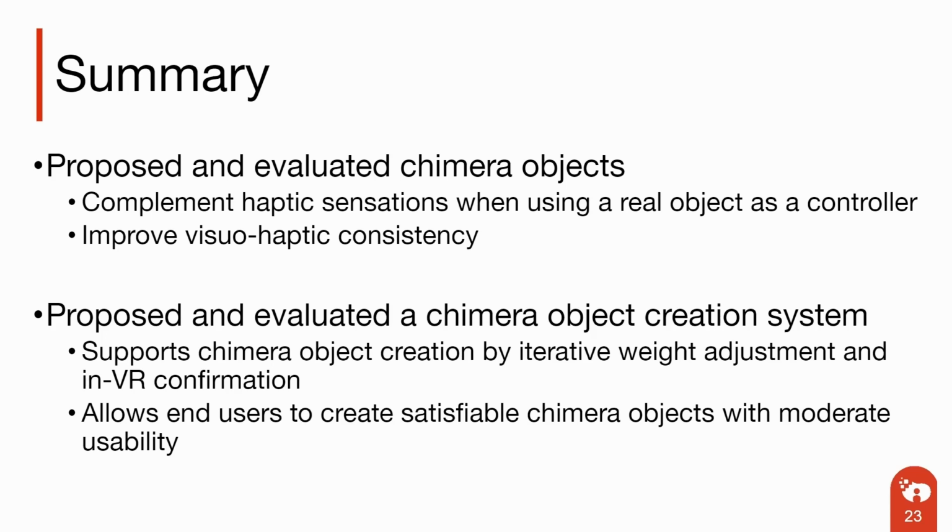In this study, we proposed and evaluated chimera objects. Chimera objects complement haptic sensations when we use a real object around us as a controller. Our first evaluation confirmed that chimera objects improve Visuo-Haptic consistency. We also proposed and evaluated a chimera object creation system. It supports chimera object creation by iterative weight adjustment and VR confirmation. Our second evaluation confirmed that our system allows novice end users to create satisfiable chimera objects with moderate usability.